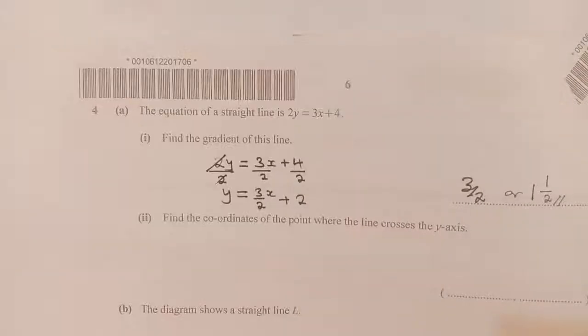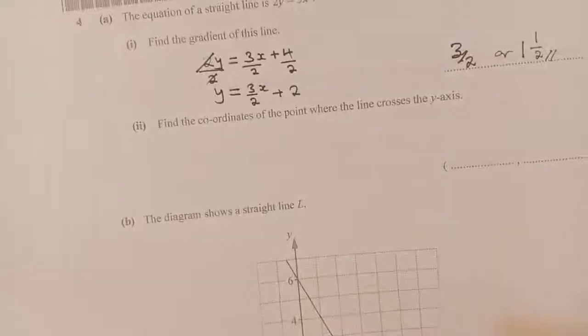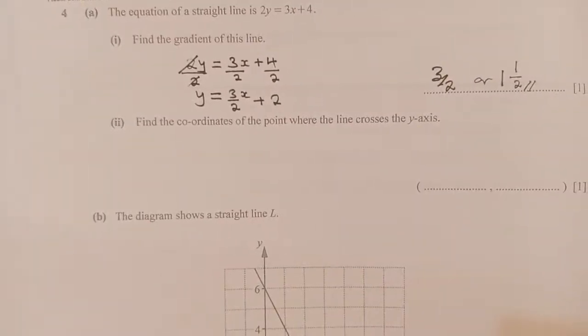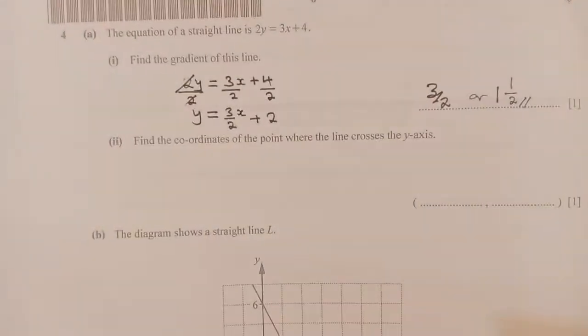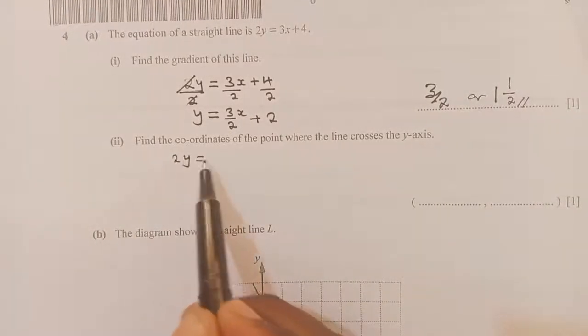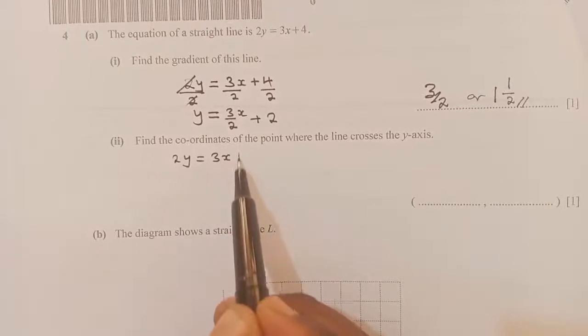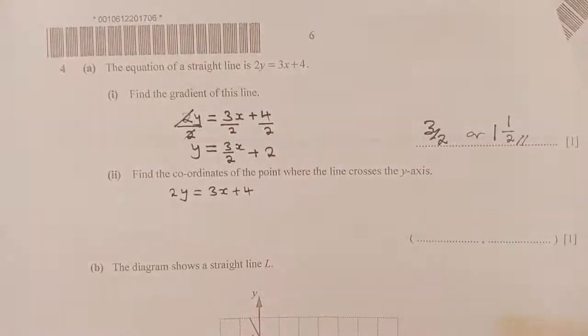We go to the next question. The next question over here, they are saying find the coordinates of the point where the line crosses the y-axis. So in this case, we say y-intercept. So we get the equation the way it has been written. This is the equation which is in the question.